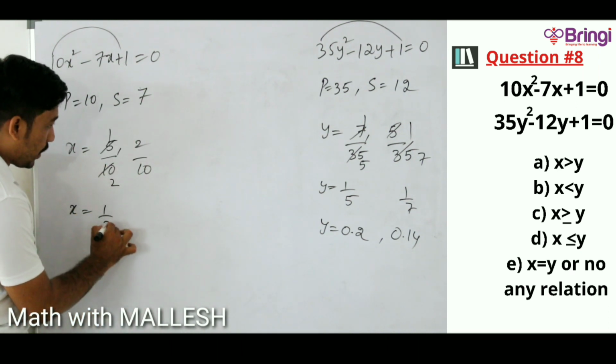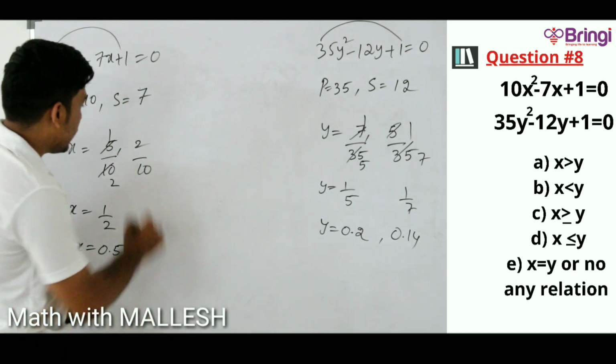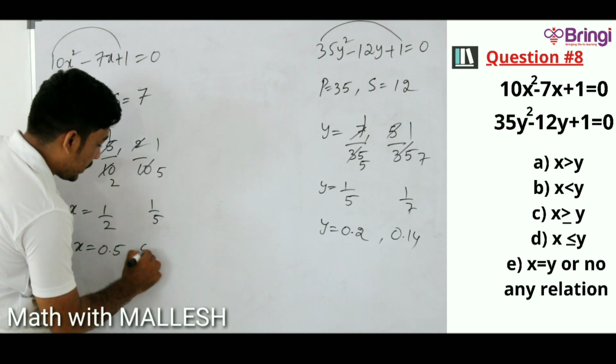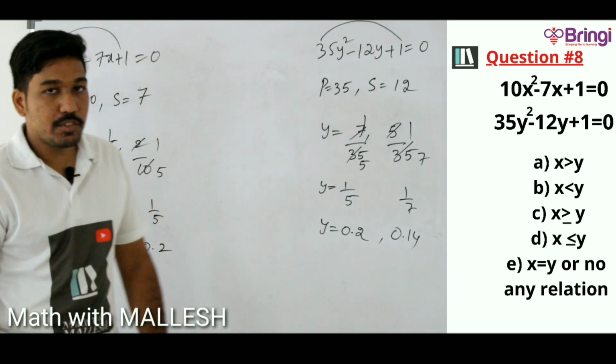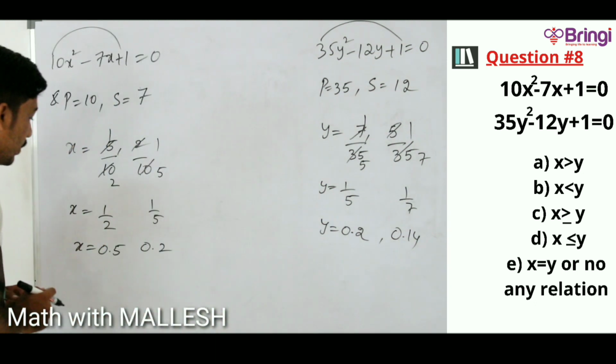X is equal to 1 by 2. It is nothing but 0.5. And 1 time and 5 times, 1 by 5. It is nothing but 0.2. So the x value is completed, and at the same time the y value is completed.